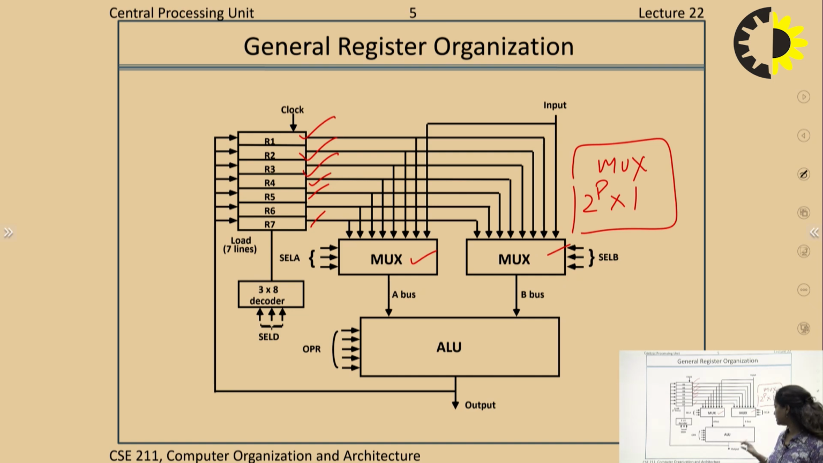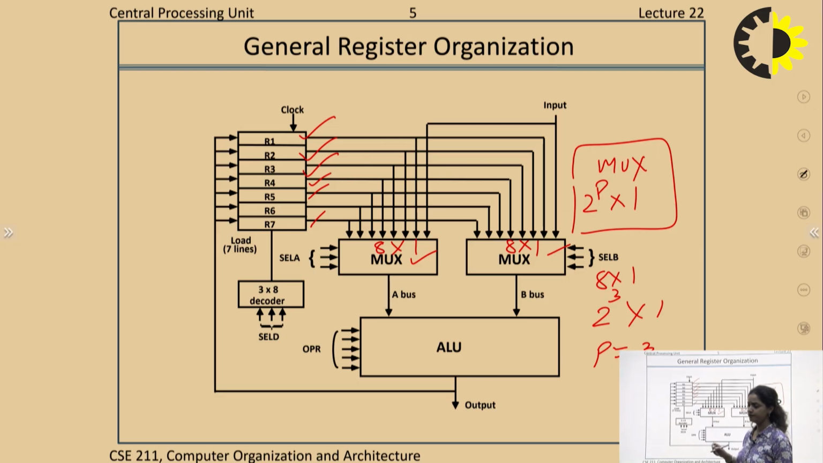As we can see in this diagram, we have two multiplexers, each of ratio 8:1. Here, the value of P is 3. As we can say, 8:1 is 2 raised to the power 3:1. So P is equal to 3. So we have 3 selection lines for each of these two multiplexers. It is shown over here, selection A and selection B.